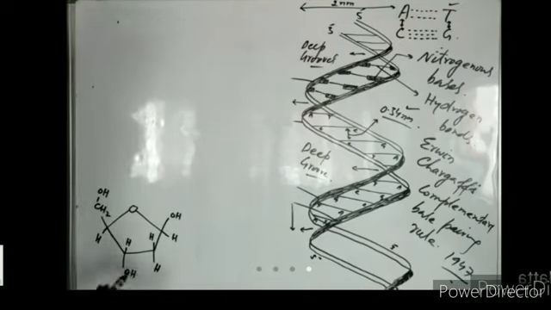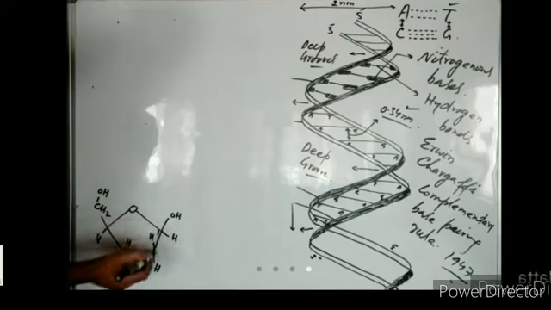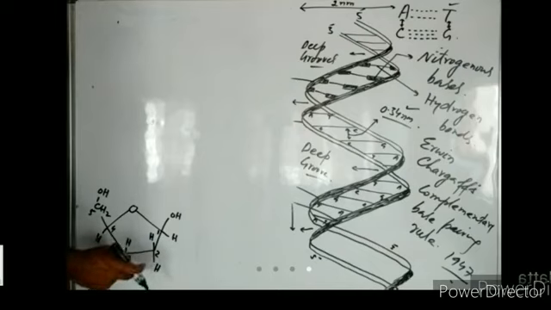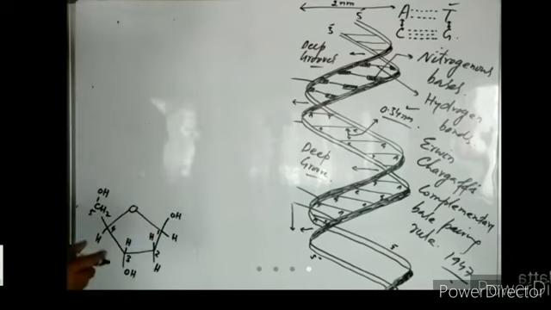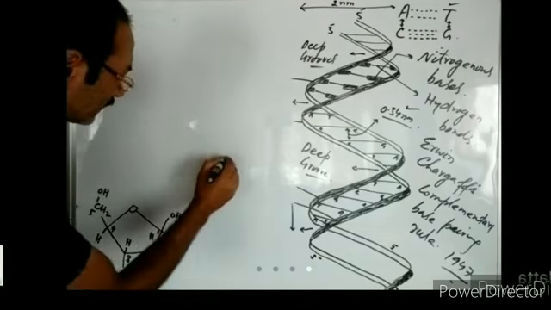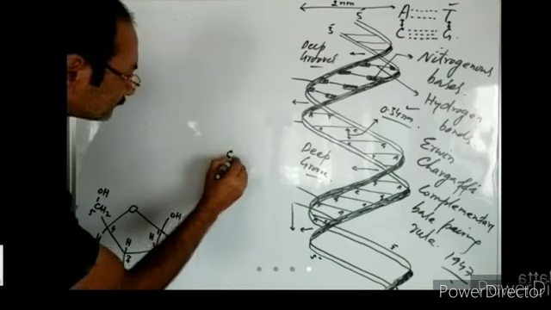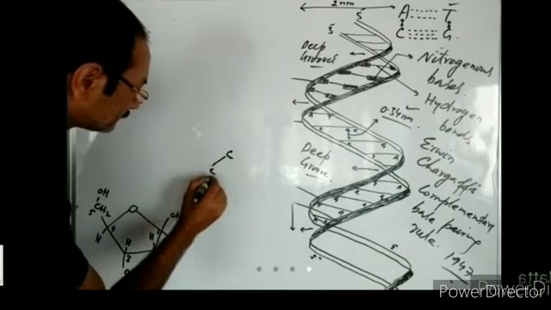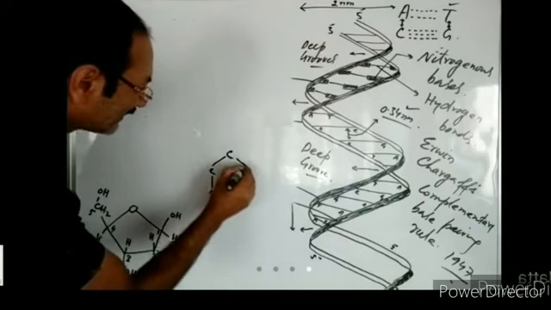This is deoxyribose. Why is it deoxyribose? Because it lacks an oxygen atom at the second carbon position. This is carbon first position, this is carbon second, this is carbon third, this is carbon fourth, and this is carbon fifth. You can see at carbon second position, it lacks an oxygen atom. That is why it is deoxyribose. It joins with a nitrogenous base. Let it be adenine. I will try to join it with adenine.